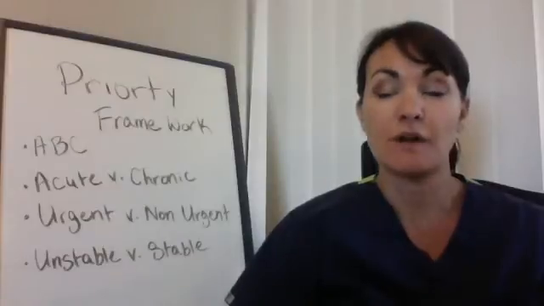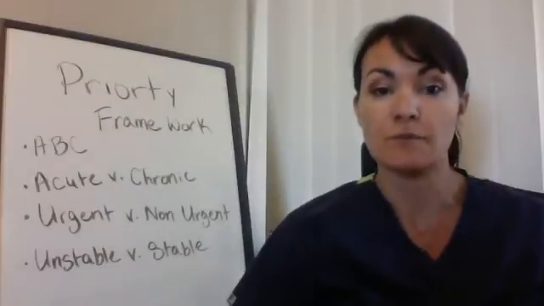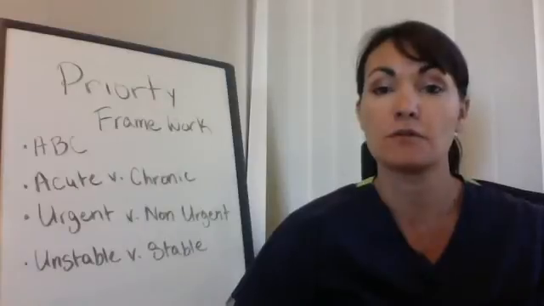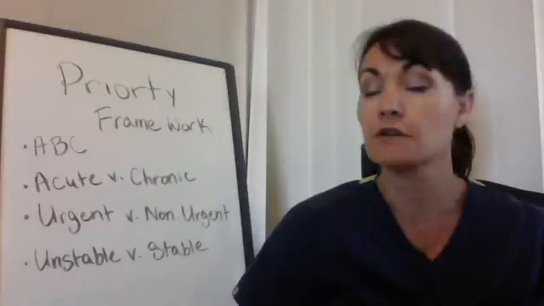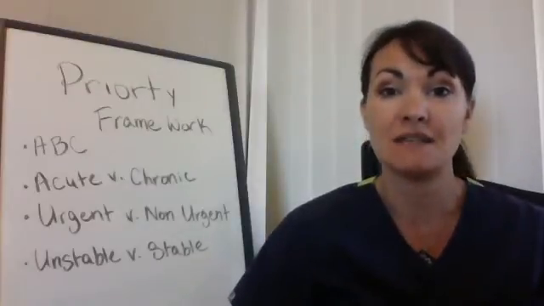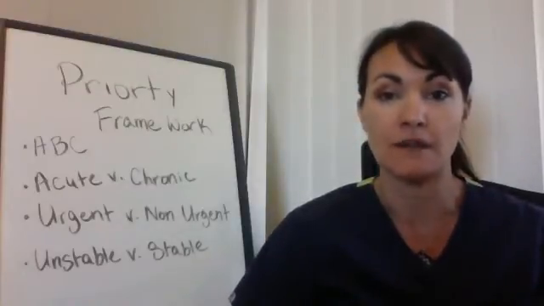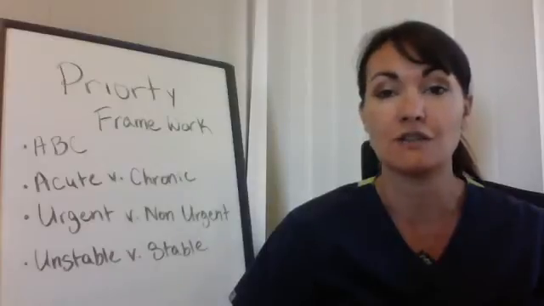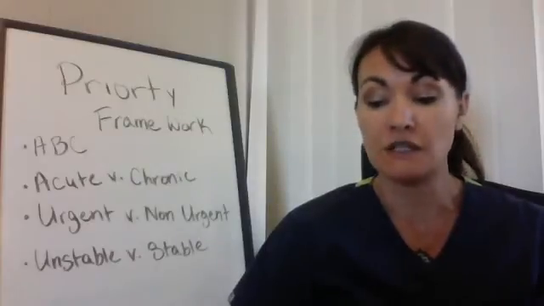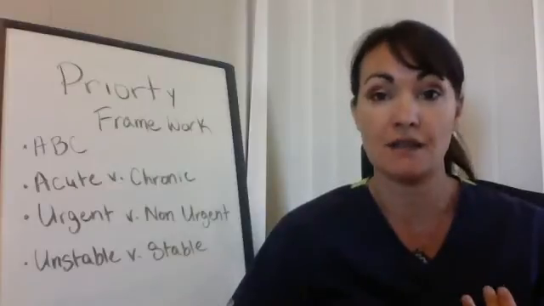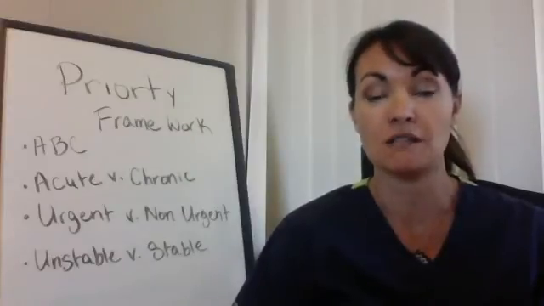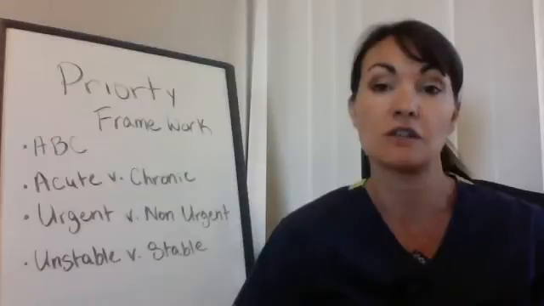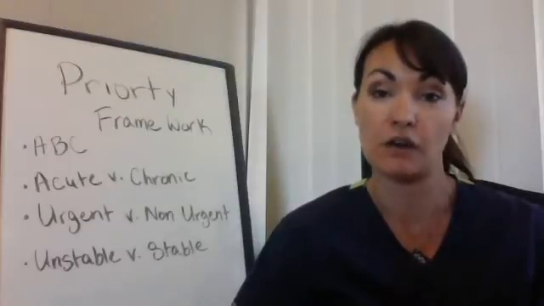So the next step to prioritizing is using a framework. We're going to go over 4 different frameworks to help you figure out which patient to see first. The first framework is your ABCs. I'm sure you've heard of this one. It's airway, breathing, and circulation. If you've got patients that can't breathe, that have a closed airway, that aren't circulating properly, these are your priority patients, because without those 3 things, there's either going to be severe injury or death that occurs.